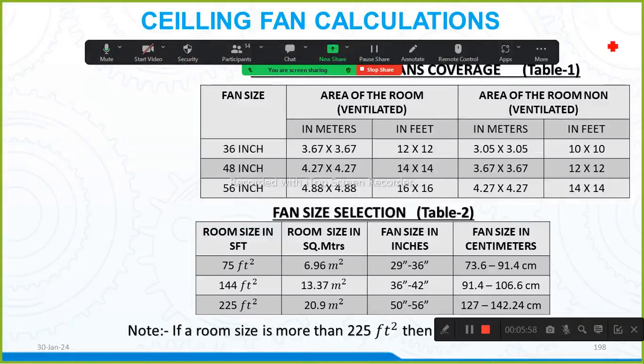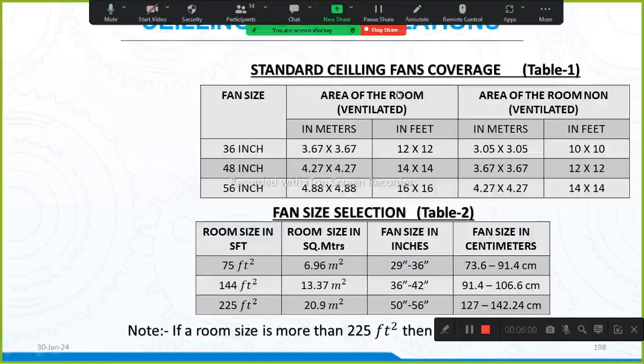Now when it comes to the manufacturer standards, these are the tables which are given. So what is the manufacturer standard saying? Standard ceiling fan coverage. We have three different types of fans: 36 inches fan, 48 inches fan, and 56 inches fan. In the market, you'll get three types. One is 36 inches, next is 48 inches, and the next is 56 inches fan.